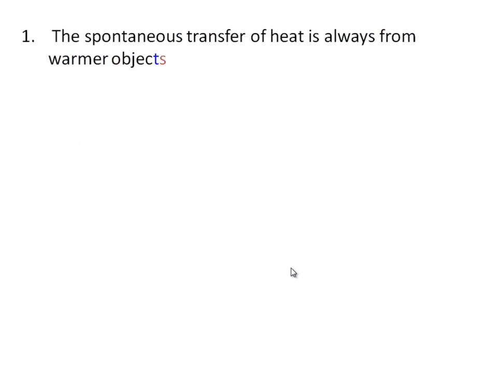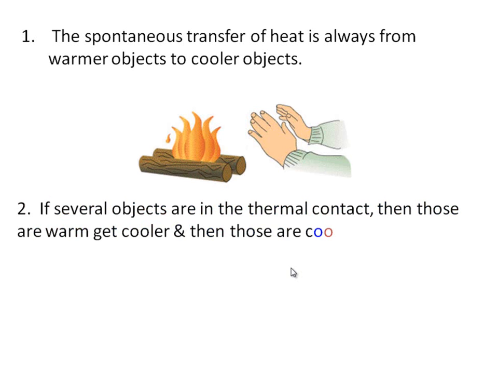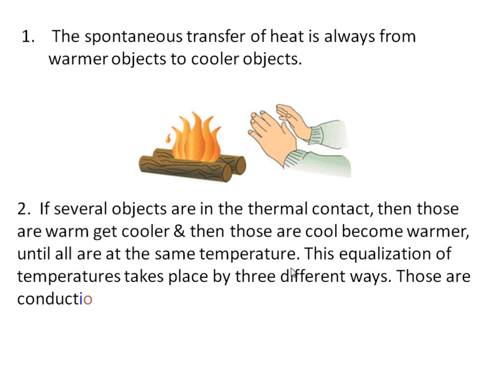The spontaneous transfer of heat is always from a warmer object to a cooler object. For example, when we approach a fire, energy transfers to our hand. Similarly, when we approach a piece of ice, energy transfers from our hand to the ice, as the hand is warmer than ice. If several objects are in thermal contact, then those that are warm get cooler and those that are cool become warmer until all are at the same temperature.